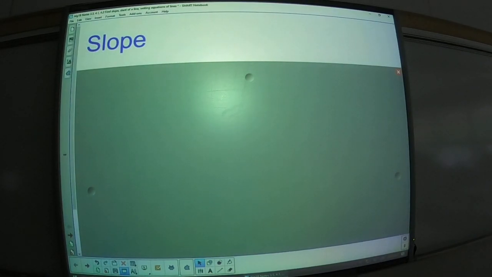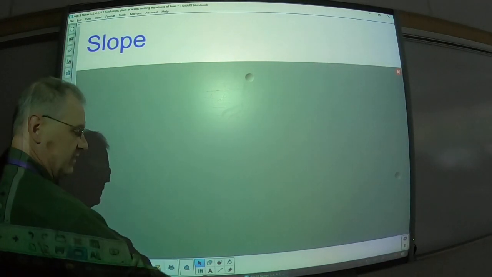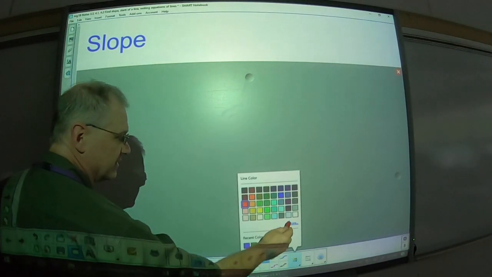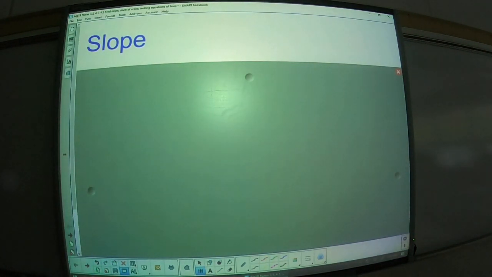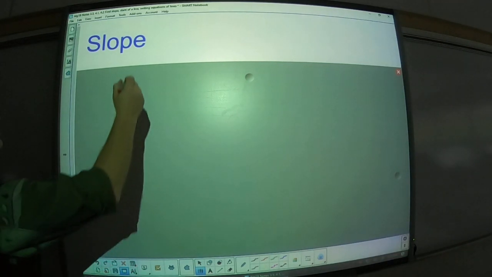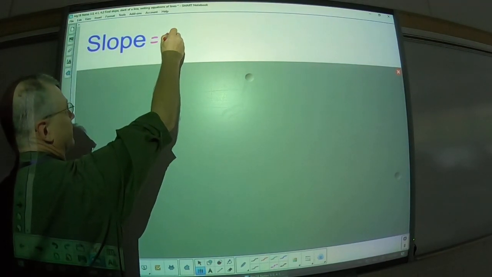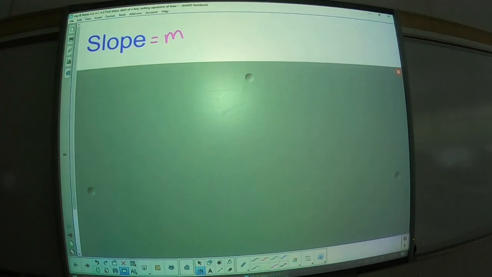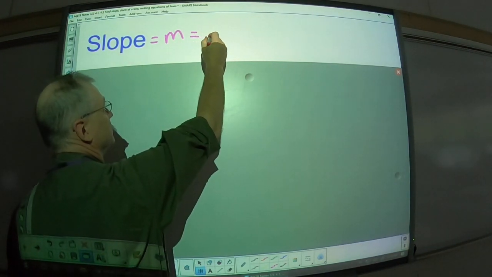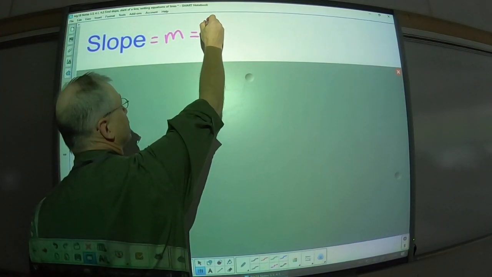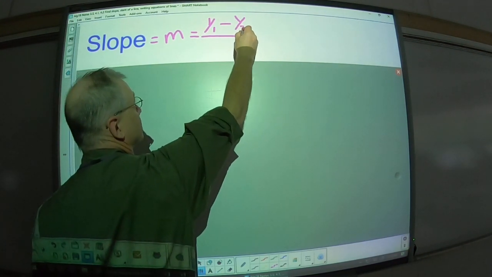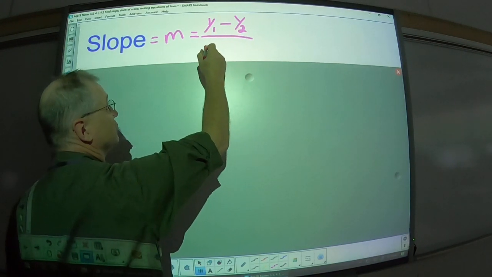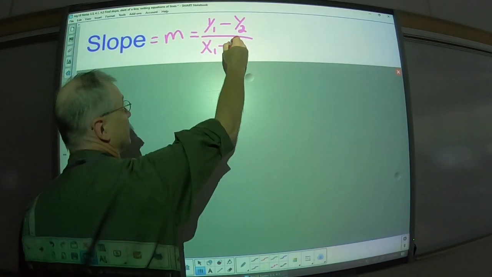All right, today we're going to start by looking at slope. And we need to know what slope is and how to find it. We know slope is the slant of a line, but generally it's represented by the letter M. And M equals the change in the y values over the change in the x values: y1 minus y2 over x1 minus x2.